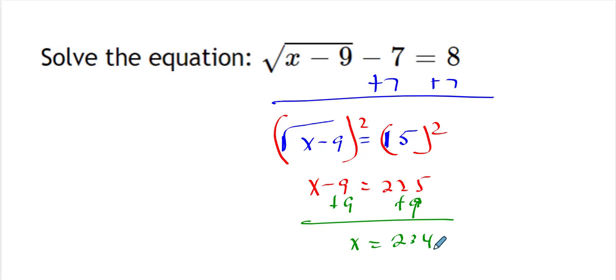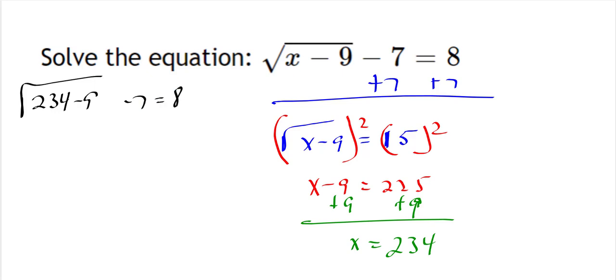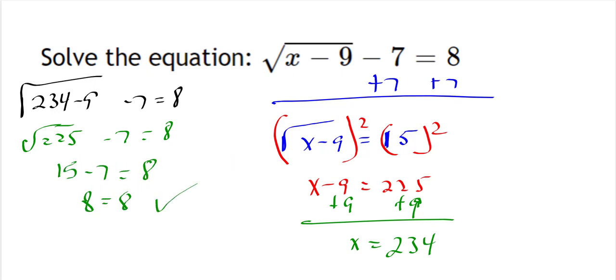Now, that's great, we got a solution. We just don't know if it's the right solution. We don't know if it is an extraneous solution, meaning something we solved for that doesn't satisfy. So let's check it out. So we're going to say the square root of 234 minus 9, minus 7, does it equal 8? Well, the square root of 234 minus 9 is the square root of 225, minus 7 is equal to 8. So that's 15 minus 7 equals 8. 8 equals 8. Yes, it does. So 234 is a viable answer.